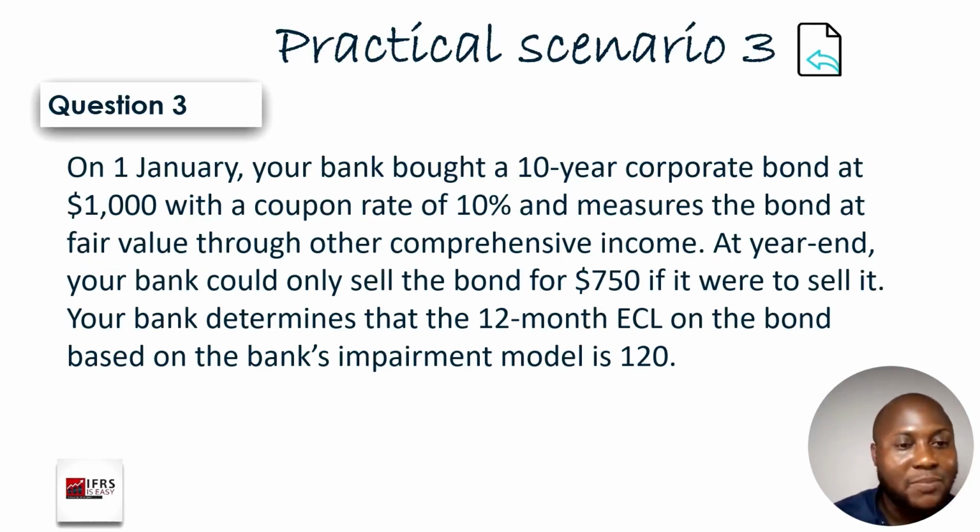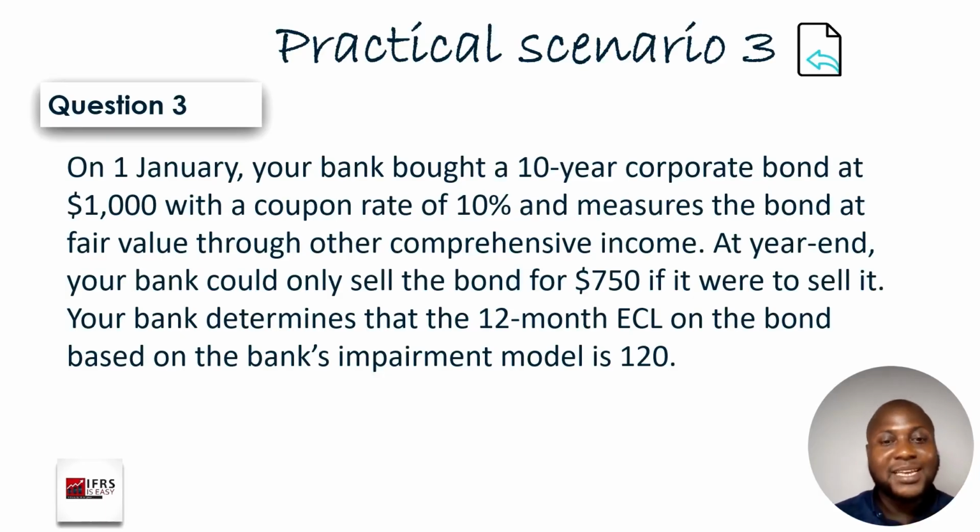At year end, your bank could only sell the bond for $750 if it were to sell it. Your bank determines that the 12-month ECL on the bond based on the bank's impairment model is 120. So if you walk through this example, you see that the opening balance is the $1,000. They have an interest rate of 10%.